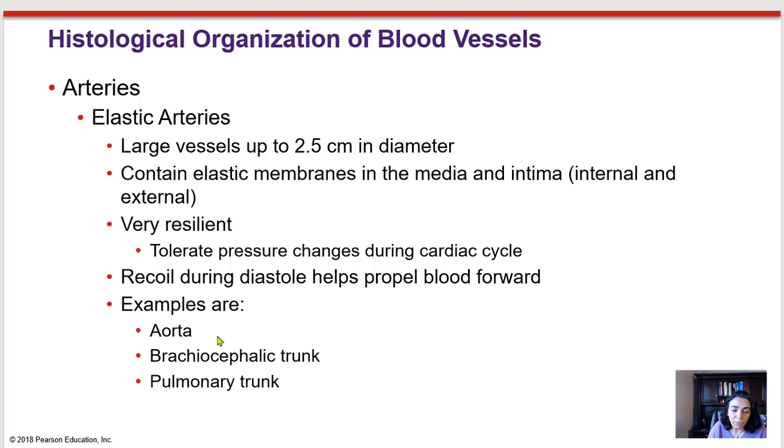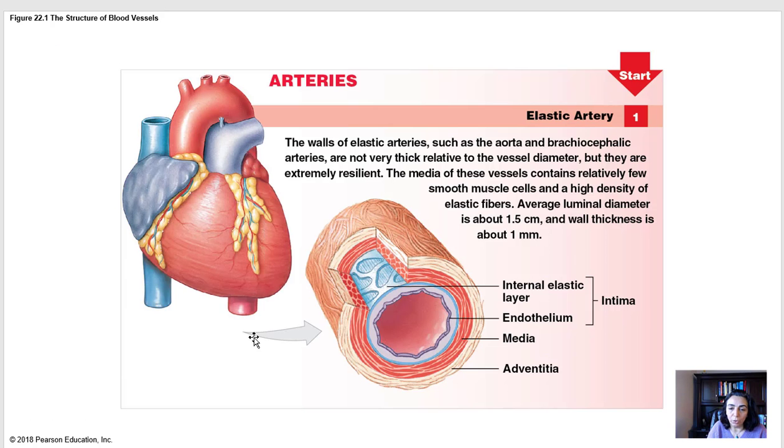And as we said, the examples of these elastic arteries are the aorta, pulmonary trunk, and brachiocephalic trunk, that is a branch of the aorta at the aortic arch. Now here you see the complete picture of a sample of the elastic arteries. As you see here, we have all three layers of the intima, media, and adventitia, and you see that the internal elastic membrane has been shown, and also we have the external elastic membrane too, both of them, right?